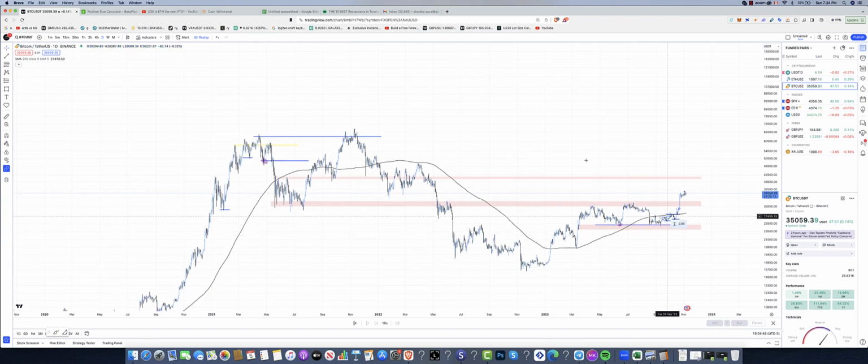Shankarp right here. Today we're going to look at the Bitcoin chart, the altcoin charts, and the S&P 500 to see what's going on. So without further ado, let's dive right into the charts.